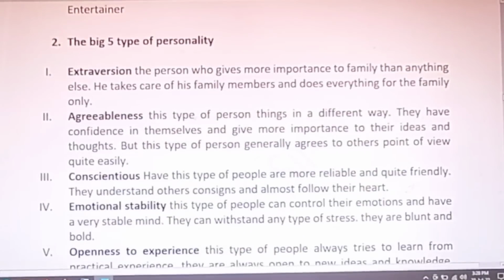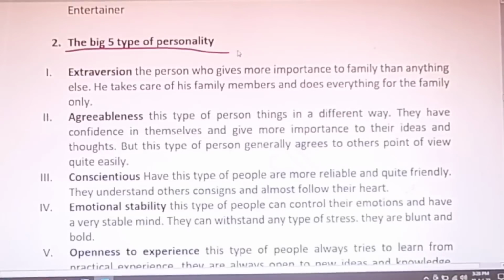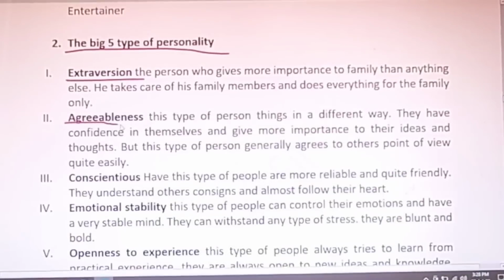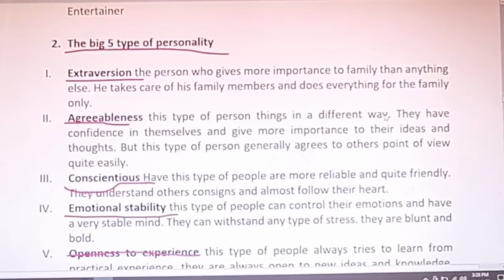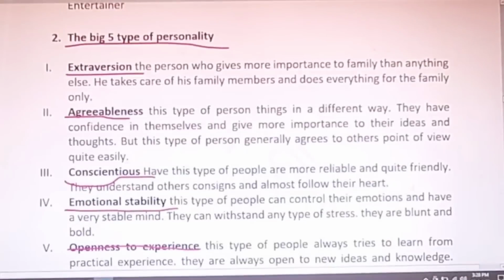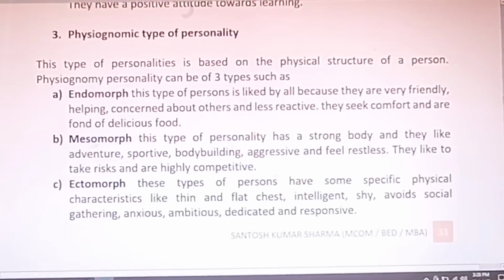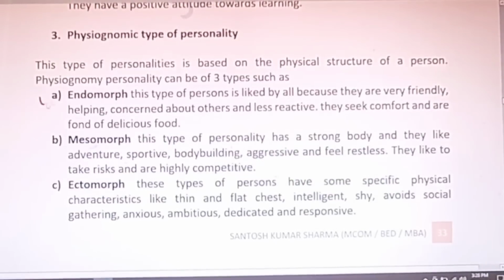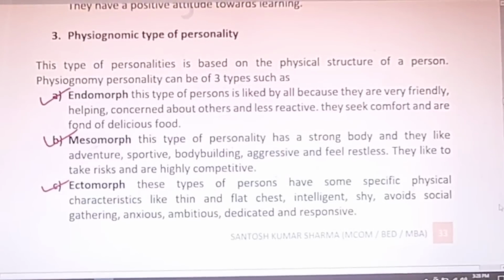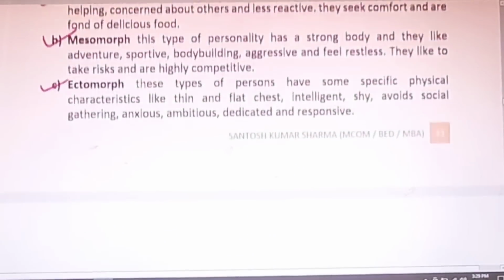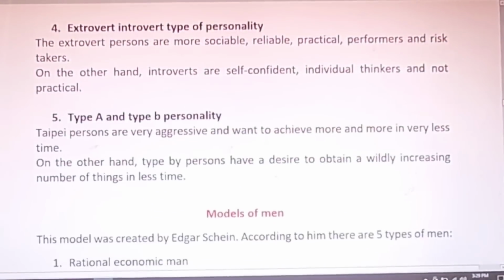Then in the big five type of personality, they have identified five types. The first one is extroversion, then agreeableness, then conscientiousness, then emotional stability and openness to experience. Then we have the physiognomic type of personality, which is again divided into three types: endomorph, mesomorph, and ectomorph. So you must also know these three types. You might get short notes on this also.